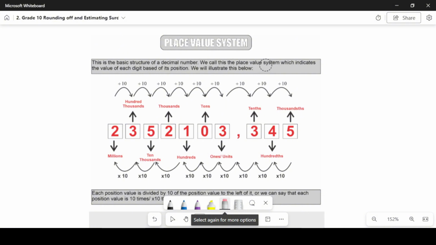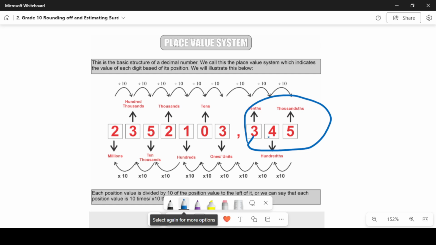We call this place value system, which indicates the value of each digit based on its position. Very important. So we give each digit in this number a value according to its position, right? So the first number, let's talk about a whole number. So this part here, remember, if you watch the fraction video, you would know now that this part here is what we call the whole number part, and this part here to the right of the comma is what we call the fractional part. So let's look at the whole number part.